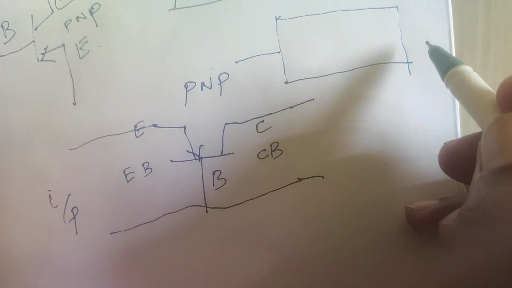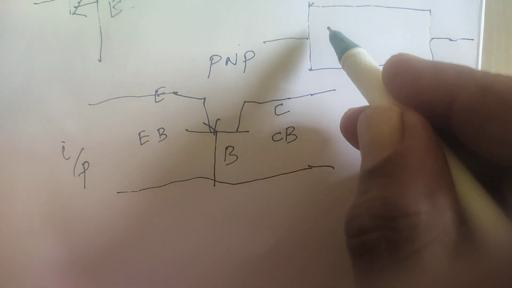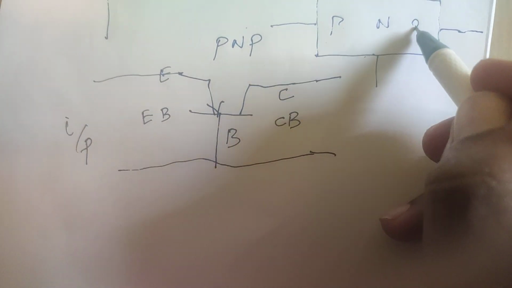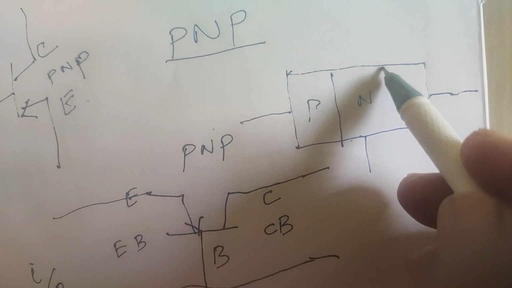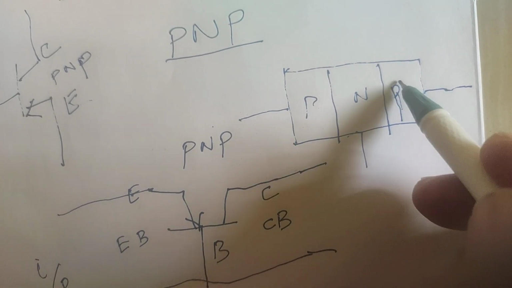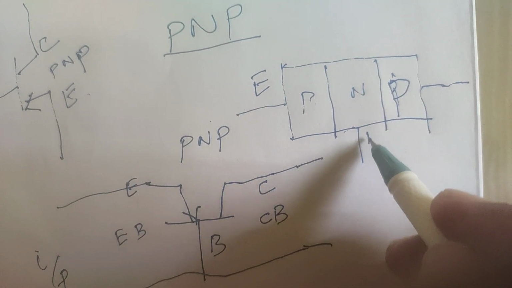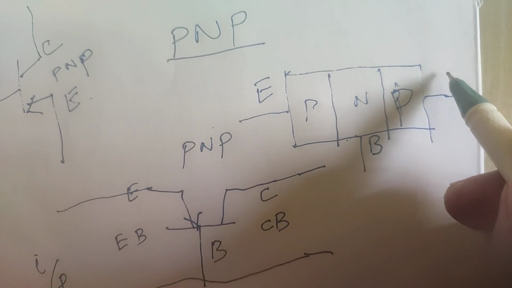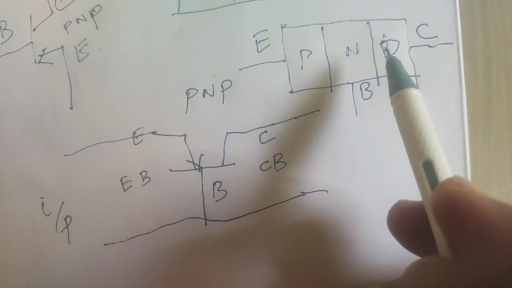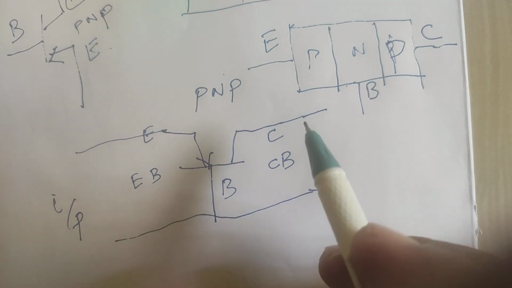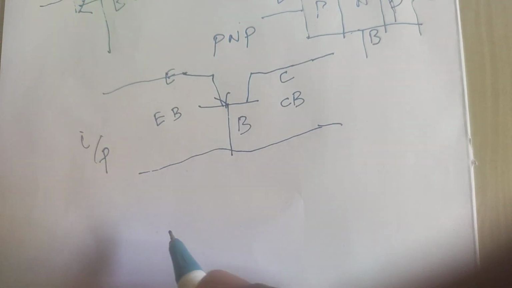In the layer diagram of a BJT, bipolar junction transistor, PNP: the first P layer is the emitter, the middle N layer is the base, the last P layer is the collector. Okay, this is a PNP transistor layer diagram. Here, this arrangement we have to make as an amplifier.